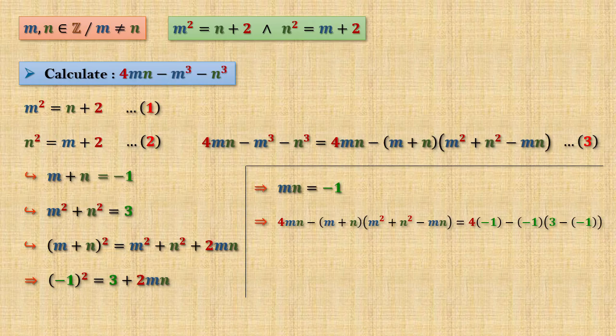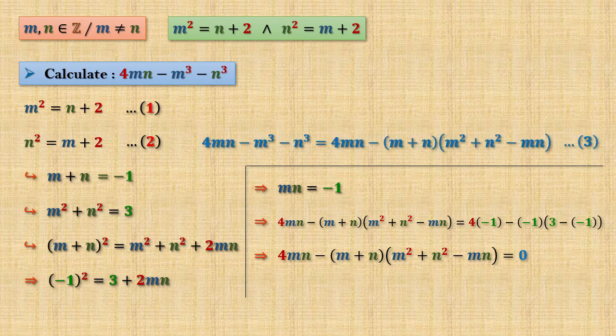Now we return to the expression 4 times n minus m plus n all times m squared plus n squared minus m times n to find that it equals 4 times negative 1 minus negative 1 times 3 minus negative 1, by substituting m times n and m plus n and m squared plus n squared by their respective values, which are negative 1 and 3. This expression simplifies to negative 4 plus 4, which equals 0.